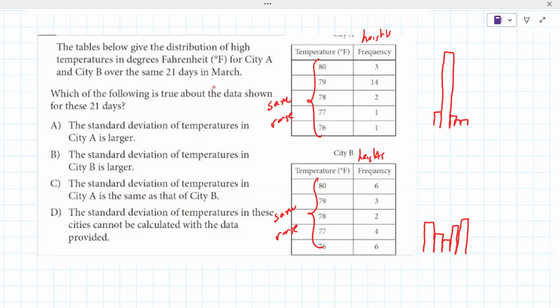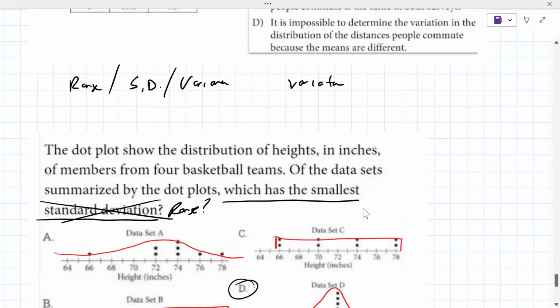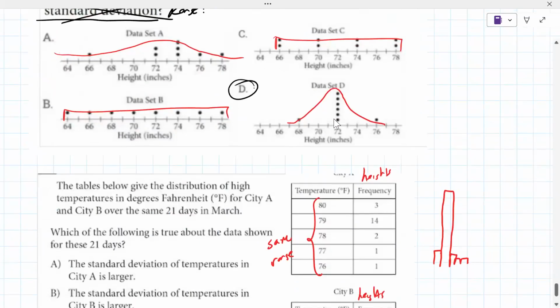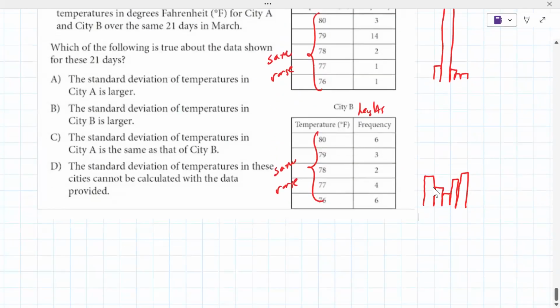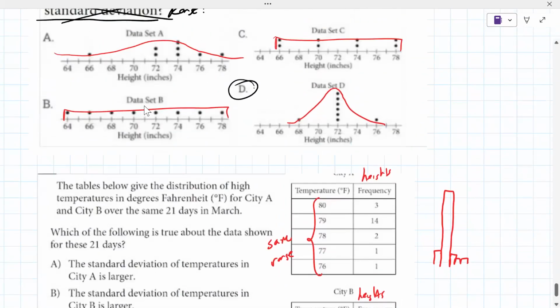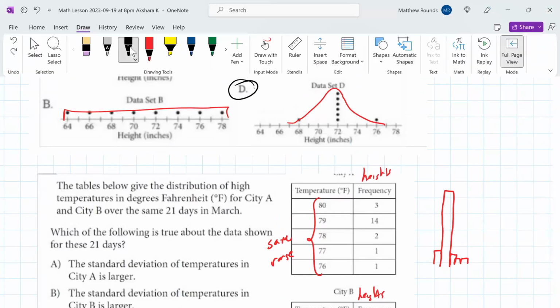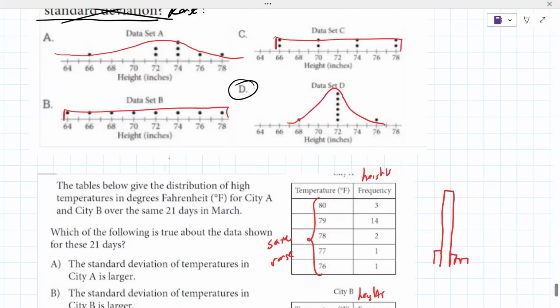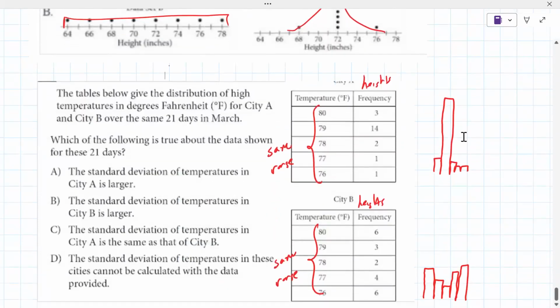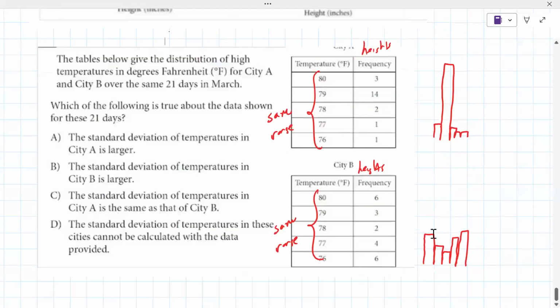So the difference is that more of the data is clustered around the center, while more of the data is spread out. If we go back to the other drawings we did, this one right here is more like data set D. This one right here on the bottom is more like B or C, or maybe even A. It's not that that rule works all the time. There's always an exception, but it's a pretty good one. So this one has less variation than this one.